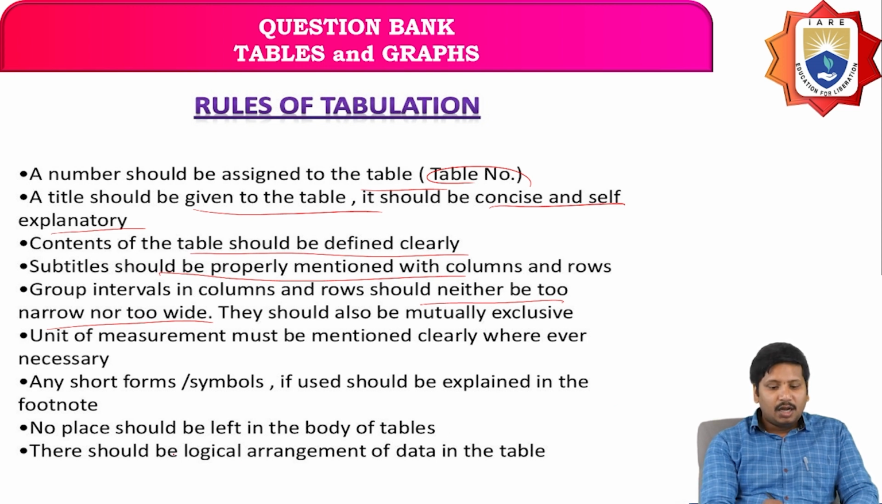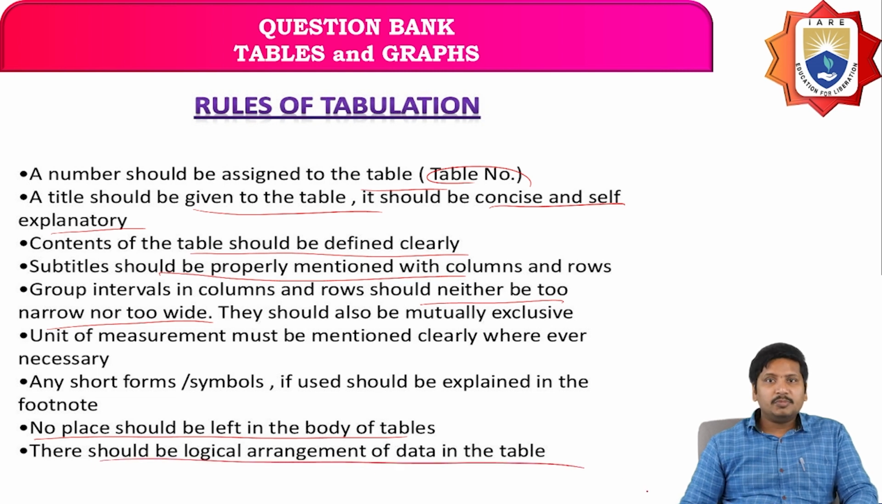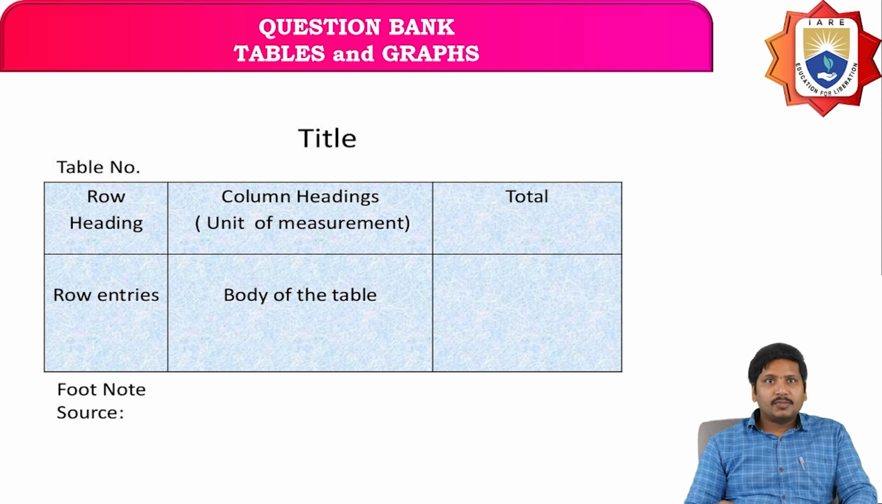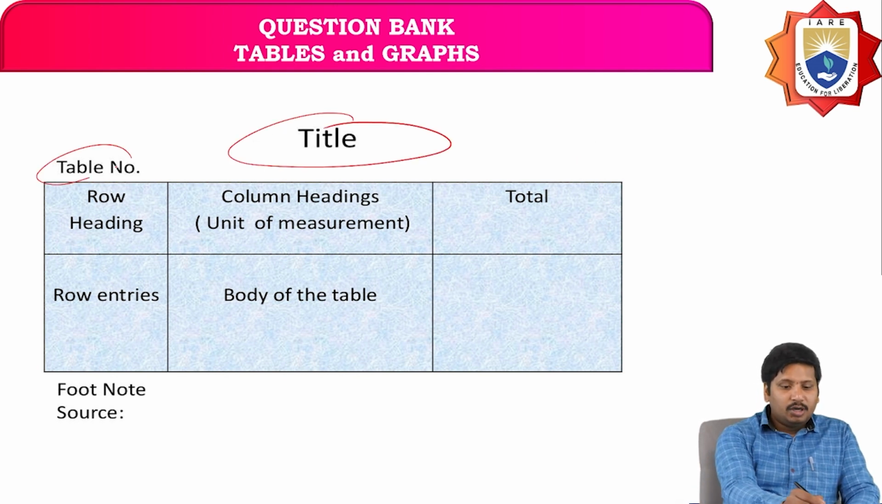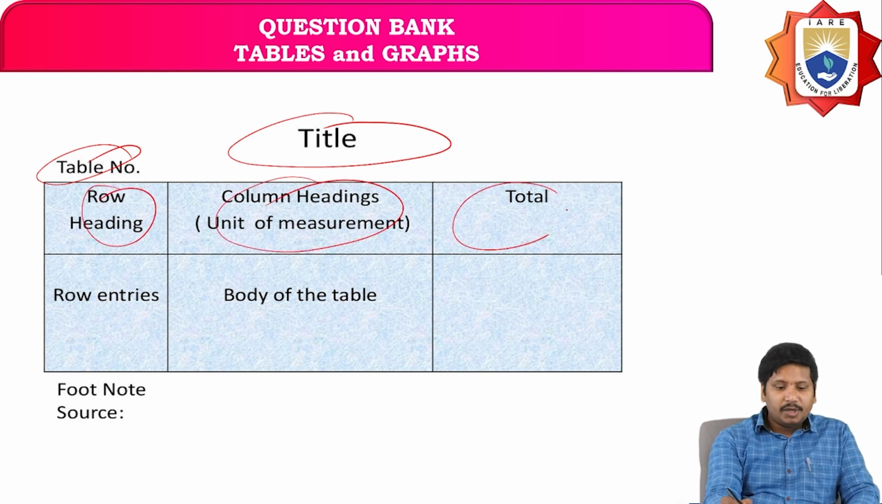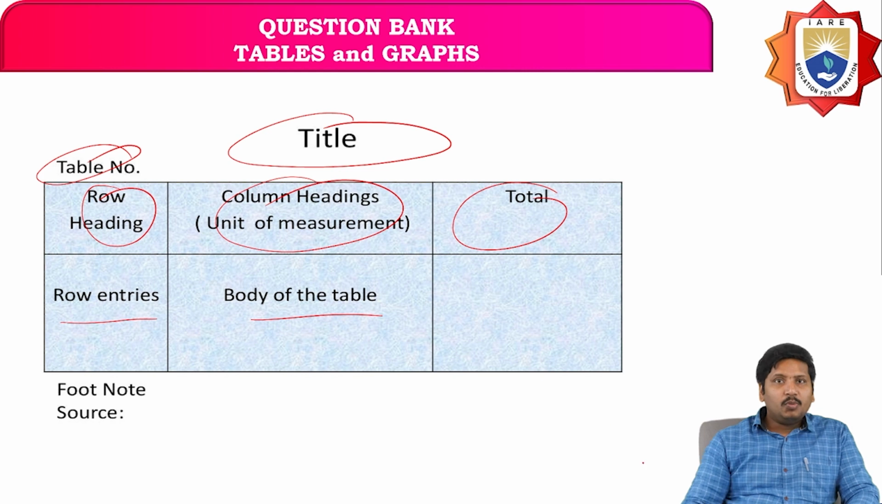And no blank space should be left to the left of the table, and there should be a logical arrangement of data in the table. So this should be a representation of the table, where we can represent the title and the table number, the headings to be mentioned, and the rows and the body of the table.